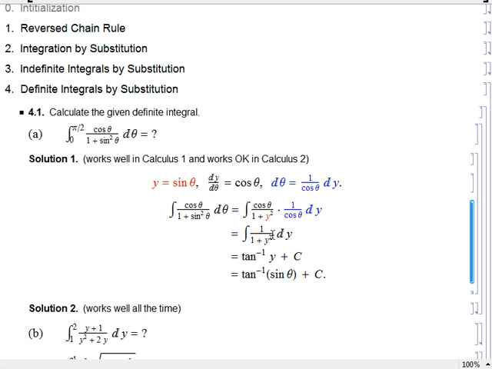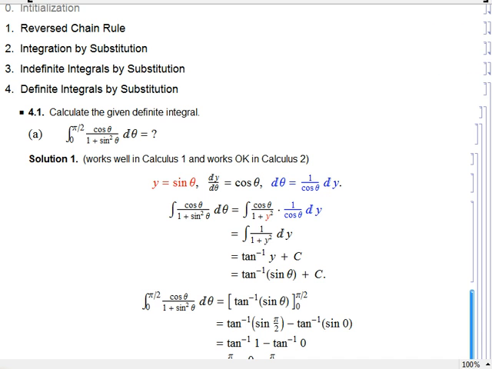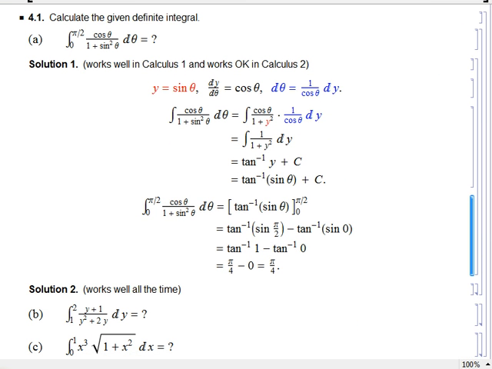What is 1 over 1 plus y squared? That's the derivative of the arctangent function, so the antidifferentiation yields arctangent of y. Plugging the original variable back in, we have arctangent of sine of theta. Now we are ready to plug in theta equals pi over 2 and theta equals 0 and subtract one from the other to calculate the definite integral.